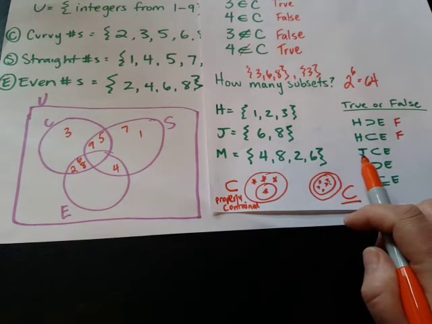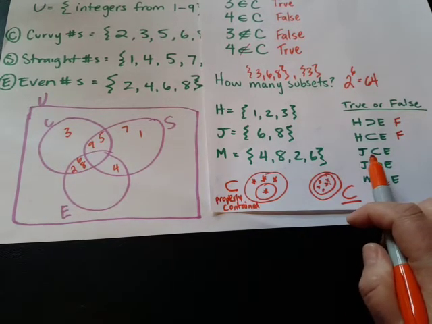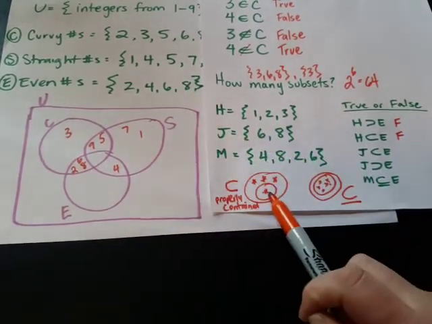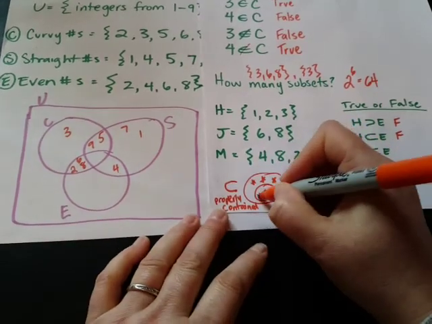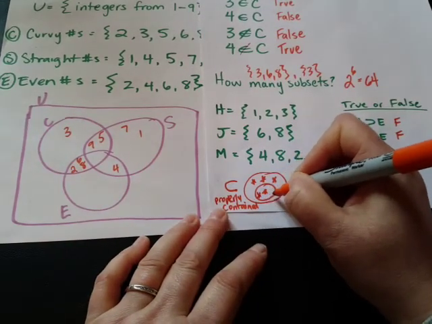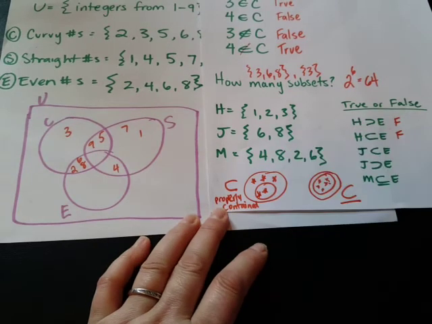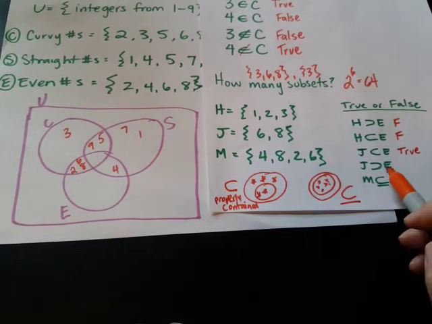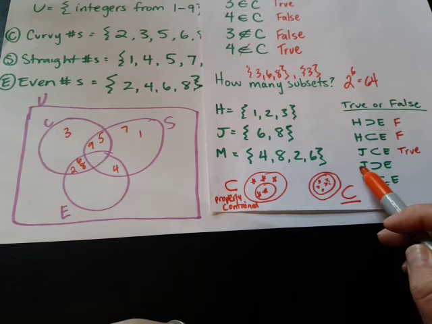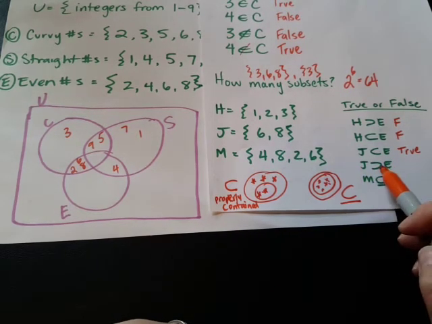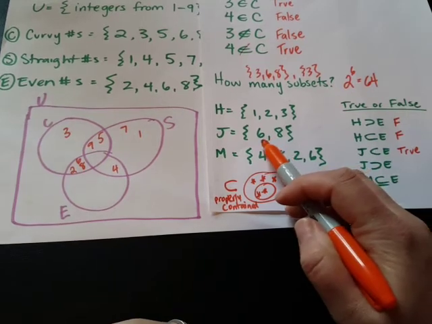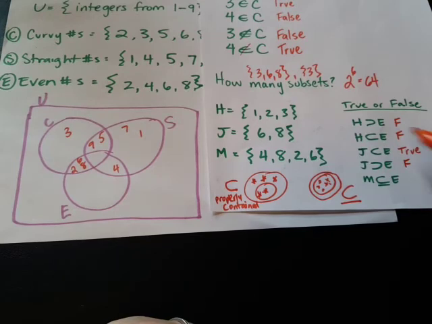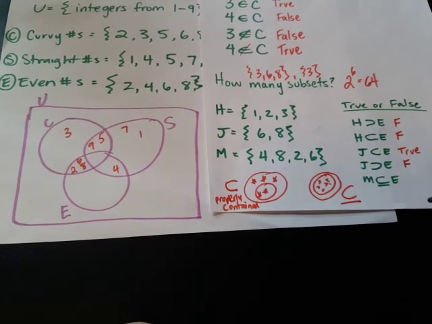Is J properly contained within E? So 6 and 8, we see 6 and 8. We could imagine that 6 and 8 could be this little subset of J within the greater set of E. So that is true. Now, is E properly contained within J? So are all the members of E a subset of J? Absolutely not, because we're missing 2 and 4. So it does depend which direction you're going.